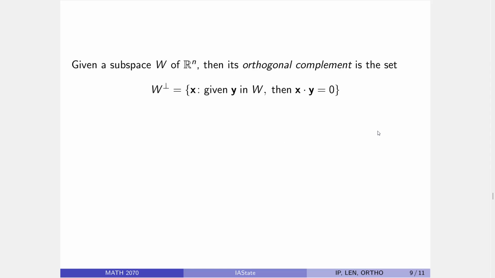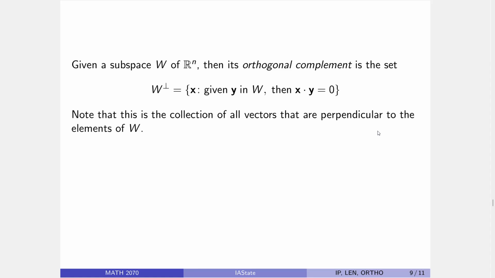Now that we have a definition of orthogonal, it's worth introducing a set we're going to play around with a lot in the next coming videos, and that's the orthogonal complement of a subspace. So given a subspace W, its orthogonal complement is the collection of things that are orthogonal to everything in W. Formally we can write it out in set notation, but it's just the things that are all perpendicular to W.